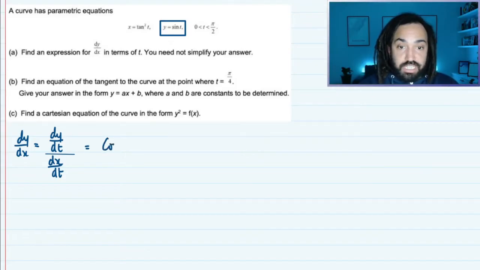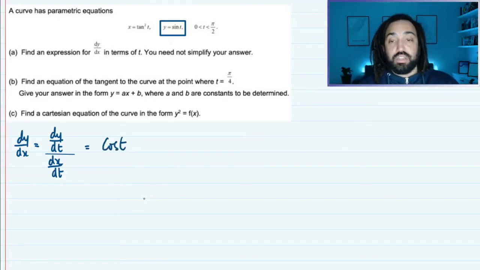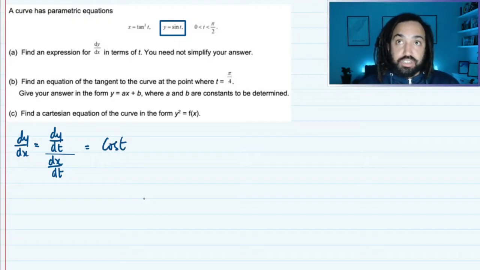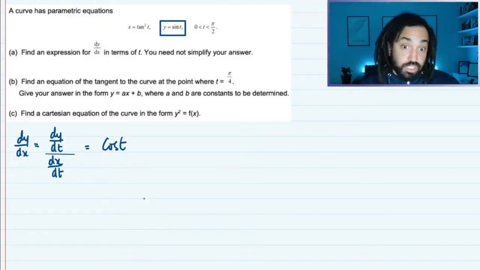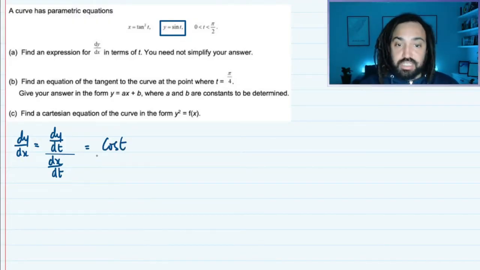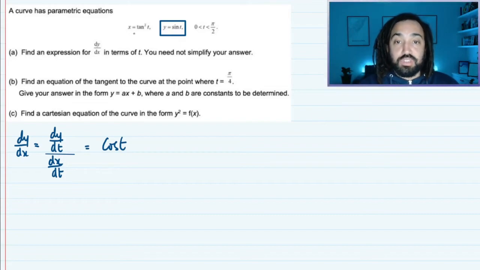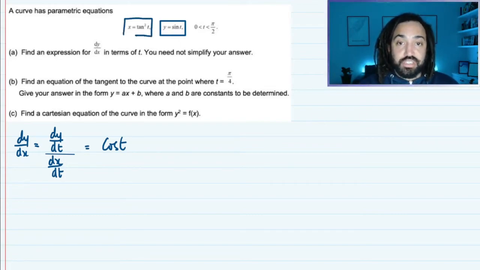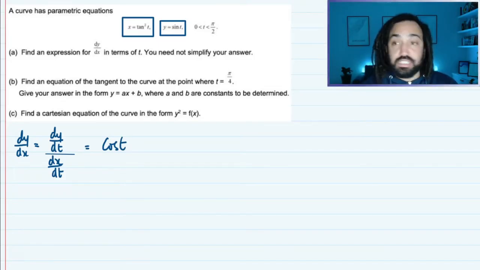So yeah, we just get cos t on the top. And you can also remember that cos to sine, you change the sign, but sine to cos you don't. So there you go, still positive. Now I've got to differentiate this. Now that's a bit trickier because we're going to need to use the chain rule for that.